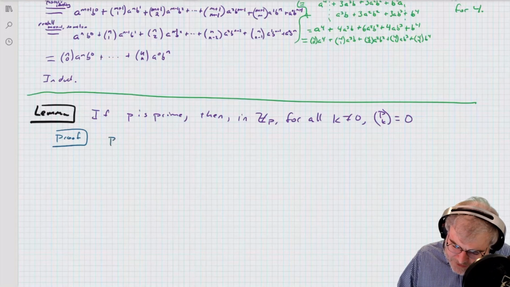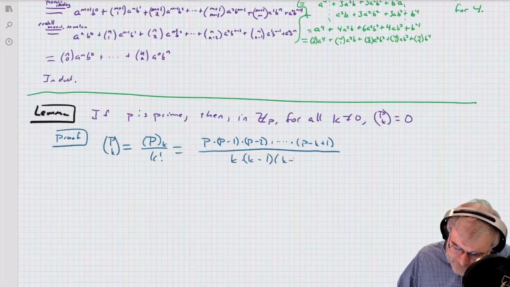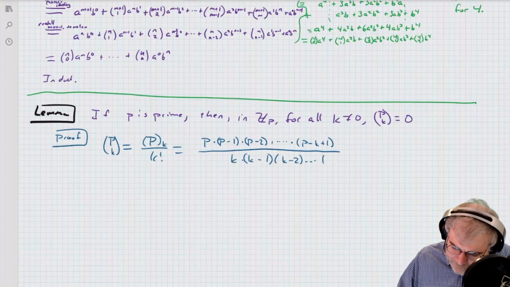P choose k, you'll like this, equals P falling k over k factorial, which equals P times P minus 1 times P minus 2 times ... times P minus k plus 1, all over k times k minus 1 times k minus 2 times ... all the way down to 1. Okay?